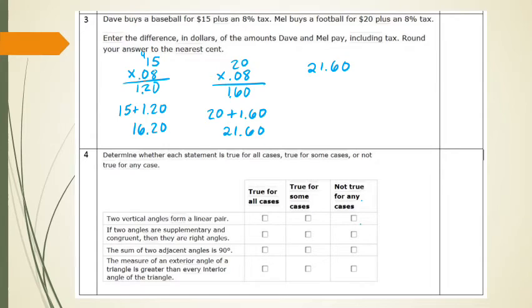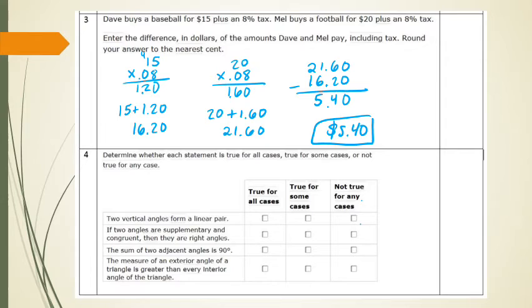So $21.60 minus $16.20 would give me $5.40. So you'll notice I don't actually have to do much rounding here. I know it says to round to the nearest cent, but it's pretty much already done for you.